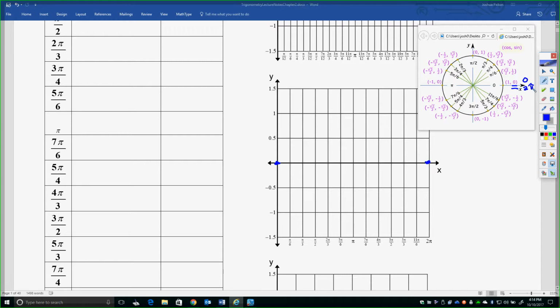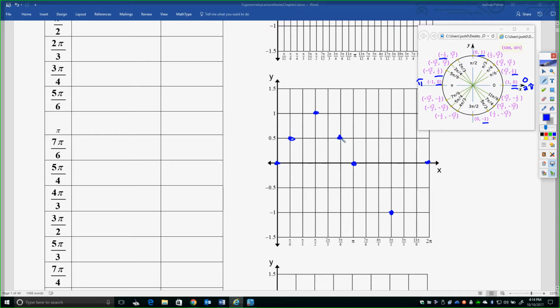At pi itself it's at 0, and then halfway between, at 3 pi over 2, it's at negative 1. And at pi over 2, it's a positive 1. And you can do the halves in between. So the halves in between are pi over 6 is a half, and, I'm sorry, wrong one, 5 pi over 6 is a half.